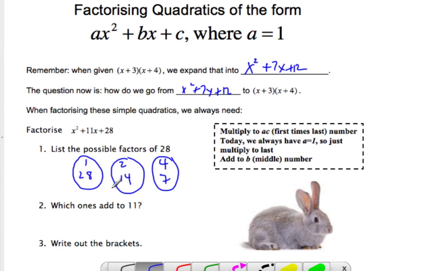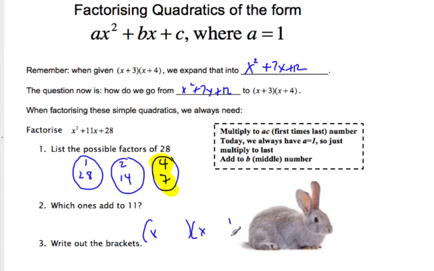Now, I always ask myself which ones add or subtract to 11. Well, I can't add or subtract those to 11, neither of those. But 4 plus 7 is 11. This is the pair I'm looking for. This one works really nicely. And so, writing out in brackets, I put the x in the x, and the 7 and the 4, and they added to get 11, this value here, and so that means they must both be positive.